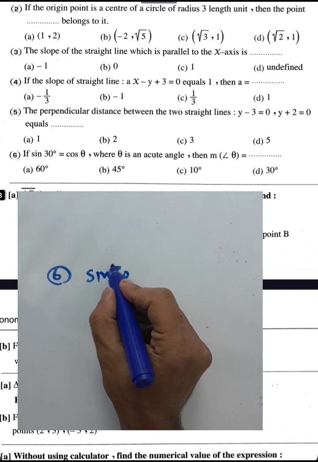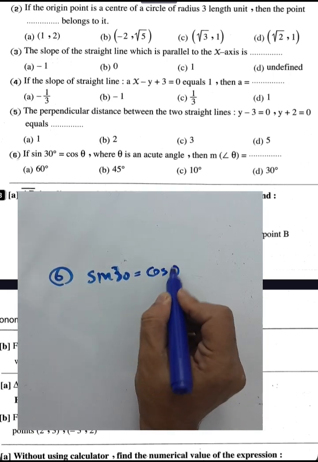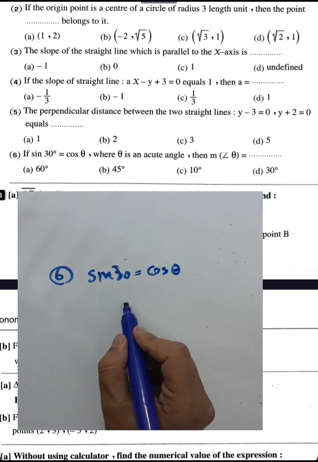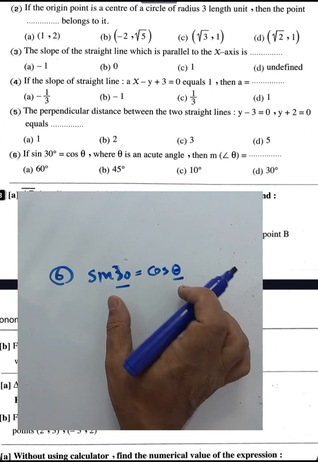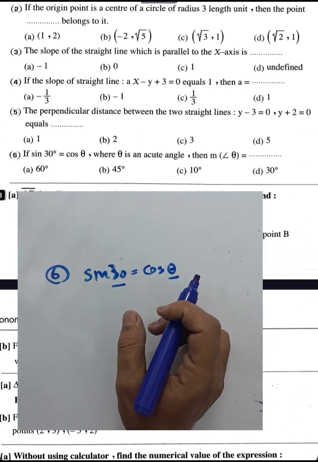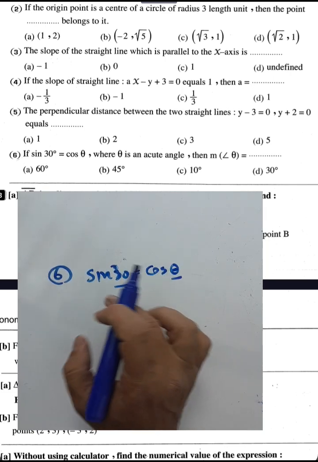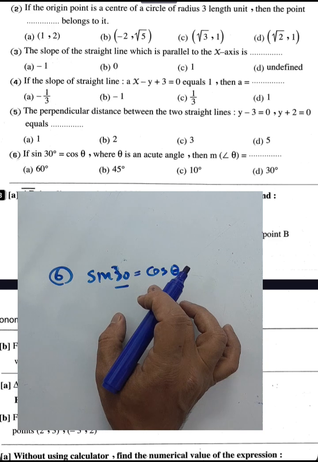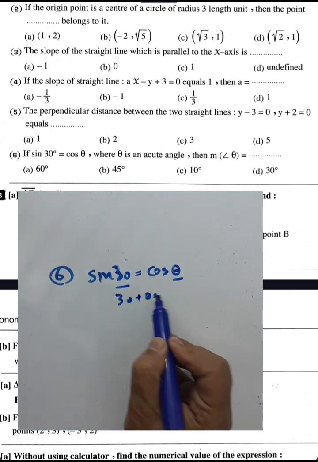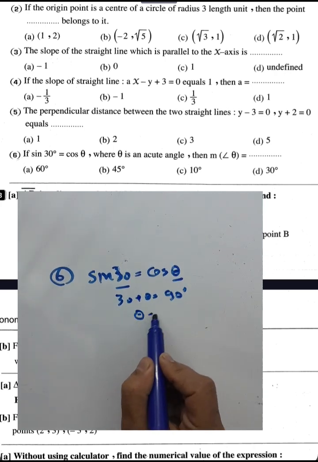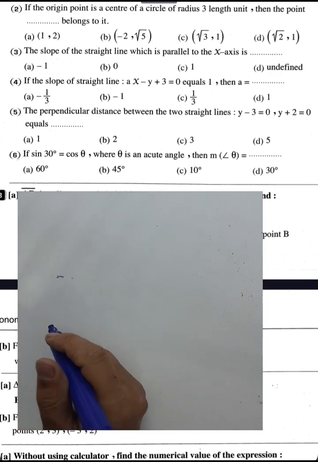Question number 6. Sine 30 equals cosine theta, then theta plus 30, the sum of them, equals 90 degrees, because 30 and theta are called complementary angles. If sine 30 equals cosine theta, then 30 plus theta will be 90 degrees, then theta will be equal to 60 degrees.